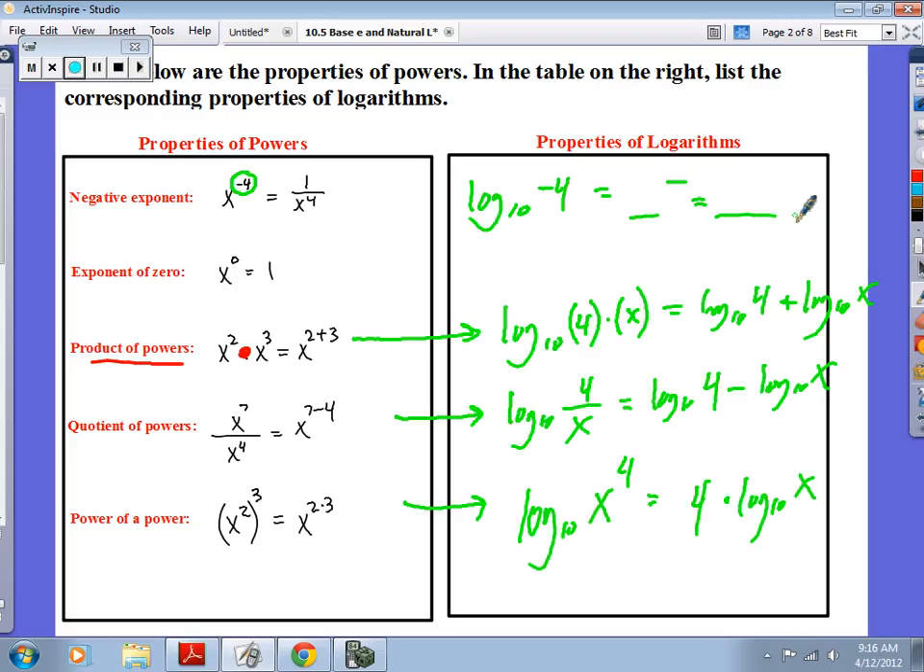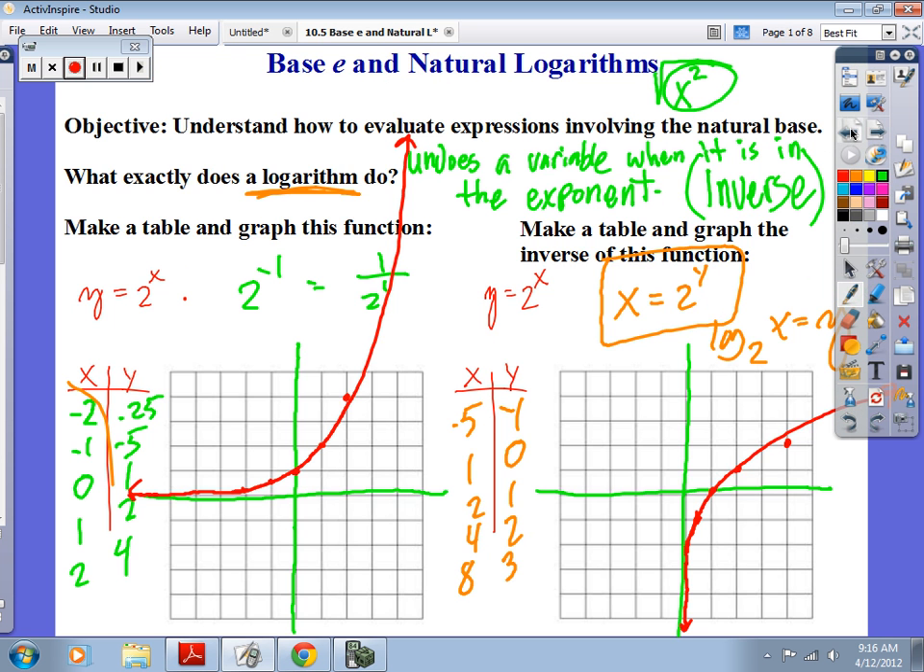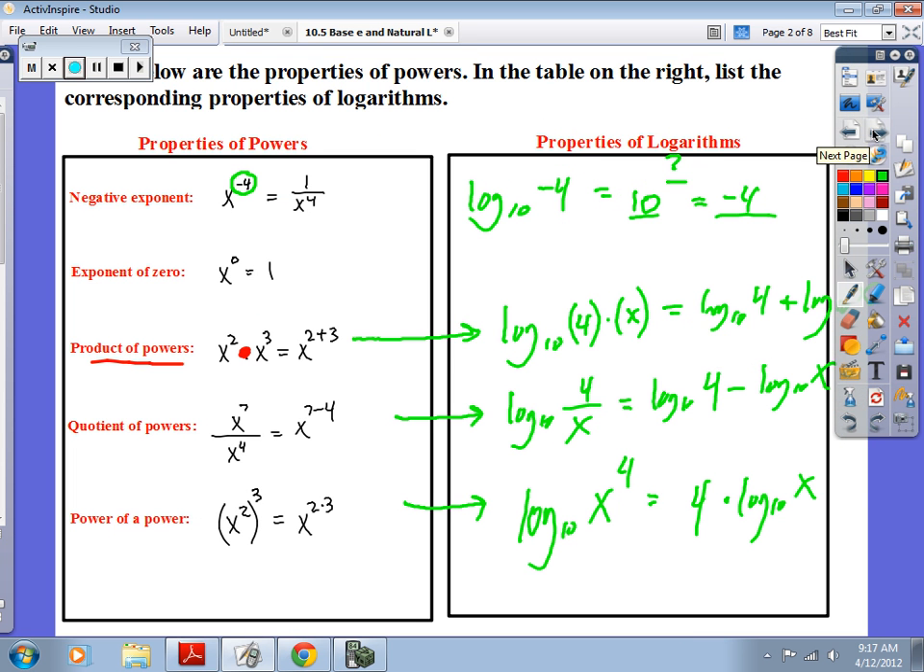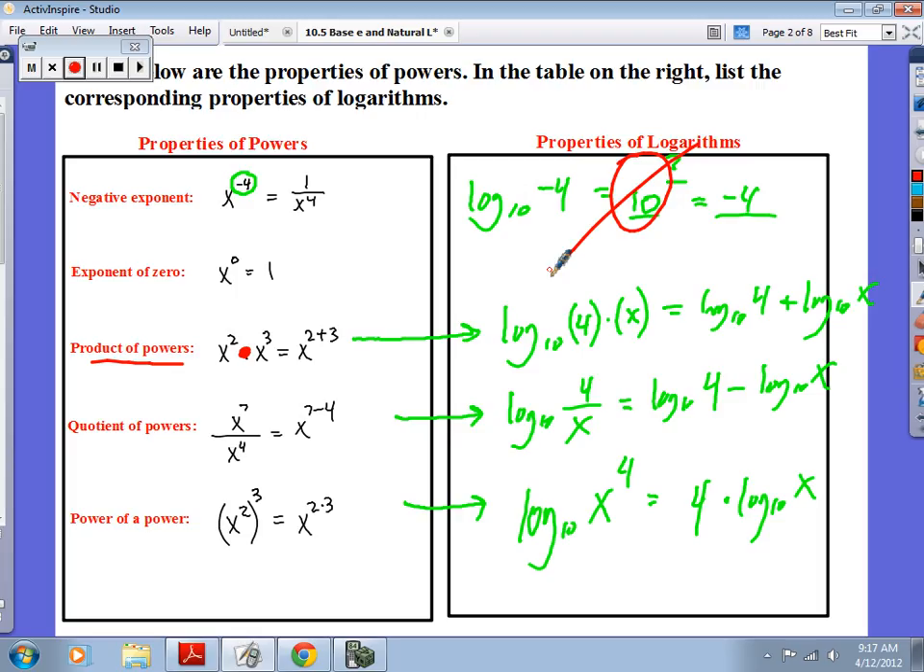Where does the negative 4 go? Here or here? Negative 4 goes here. So my question is this: what exponent is going to give you a negative 4 when the base is 10? Morgan, I'm asking you, when is this line going to go down into the negative? Never. This line right here is never going to go down into the negative. Sweet. Your answer to this is no solution. You can never, ever have a log of a negative number.